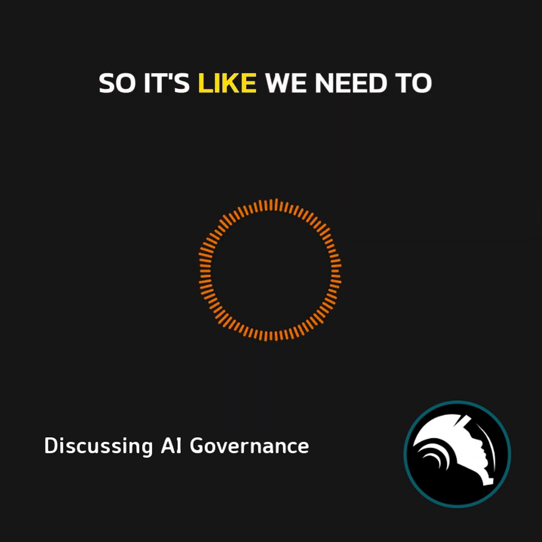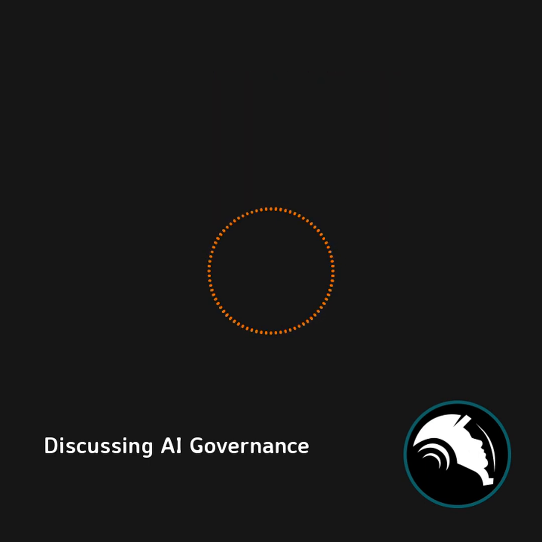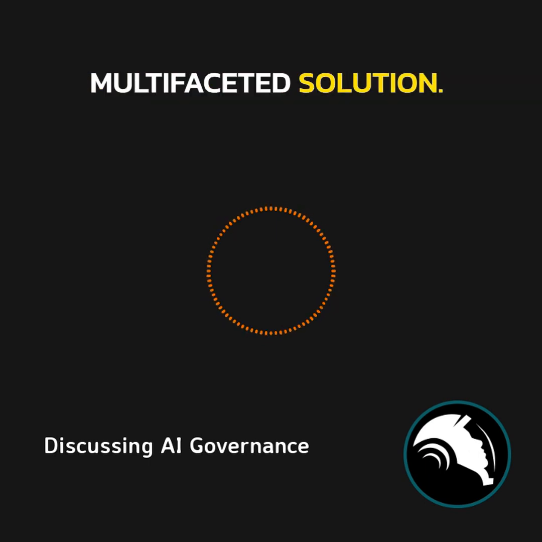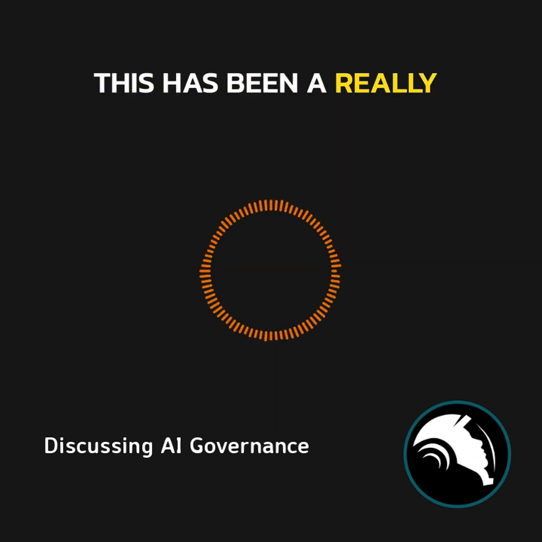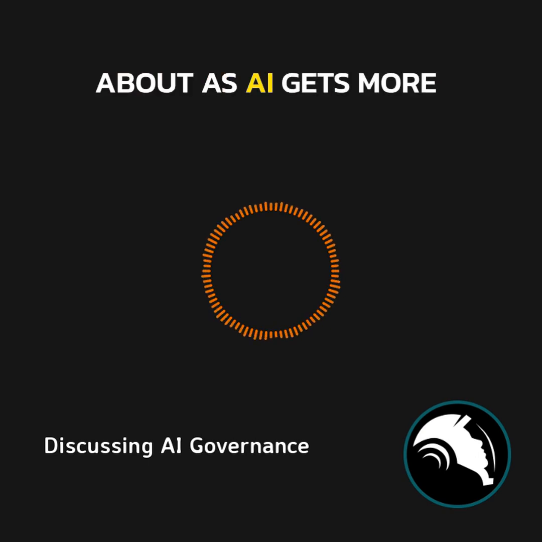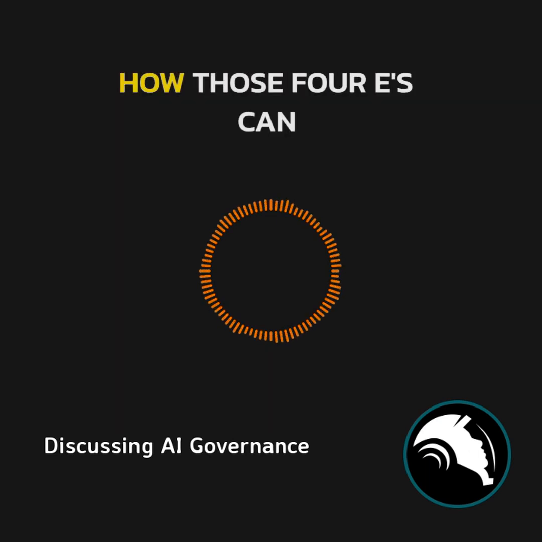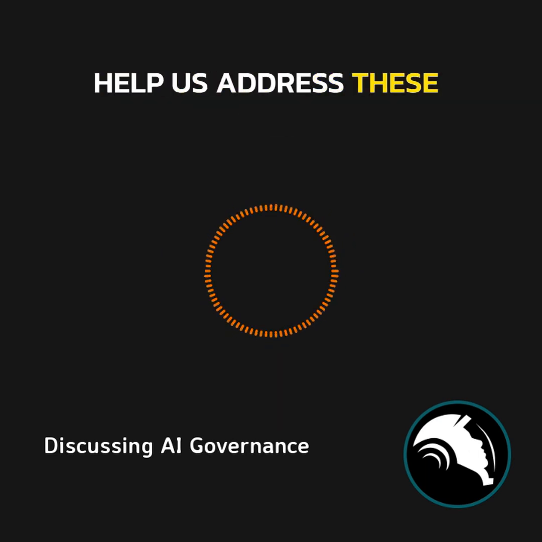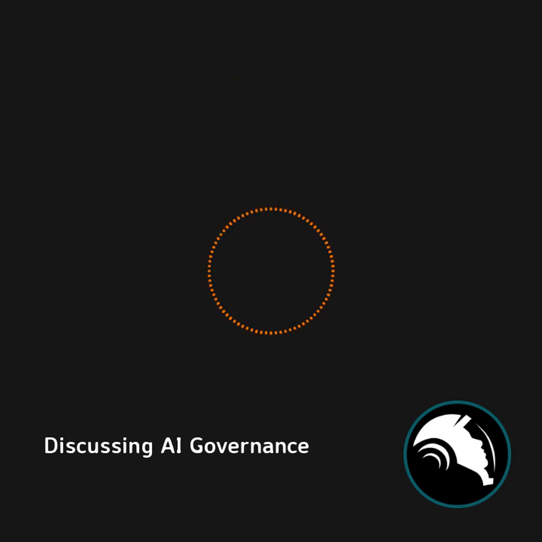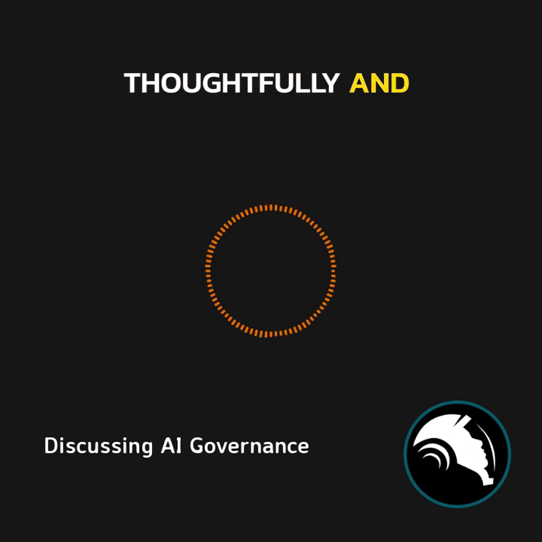Okay, yeah. So it's like we need to be thinking about this from all angles. I do. It's a multifaceted problem that requires a multifaceted solution. Well, this has been a really insightful discussion. It's clear that there are some serious challenges to think about as AI gets more powerful. But it's also been reassuring to hear about how those 4E's can help us address these challenges. Absolutely. It's important to be realistic about the risks, but also optimistic about our ability to navigate them, as long as we're approaching AI thoughtfully and proactively.